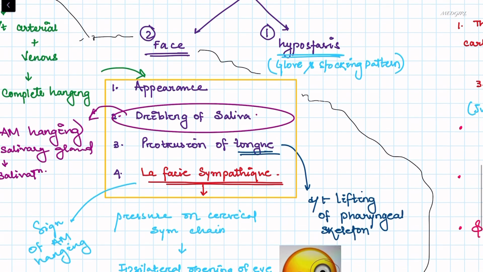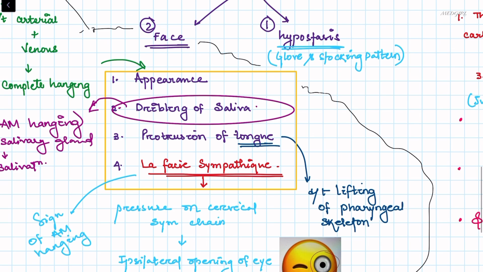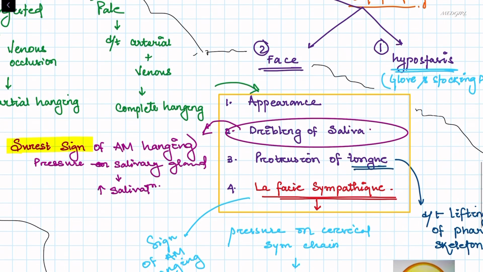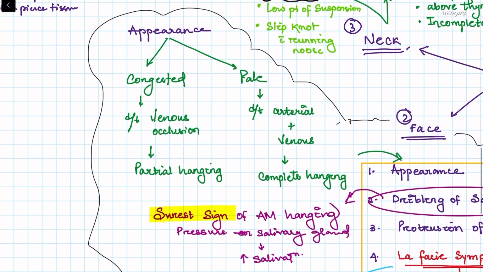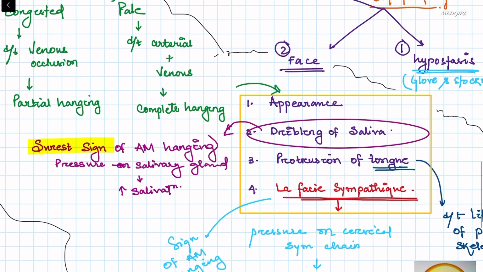Then what changes do we see in the face? The appearance can be congested or pale. Congested is due to venous occlusion, which occurs in partial hanging, and pale is due to both arterial plus venous occlusion, which occurs in complete hanging. Second is dribbling of saliva. Dribbling of saliva is the surest sign of antemortem hanging.